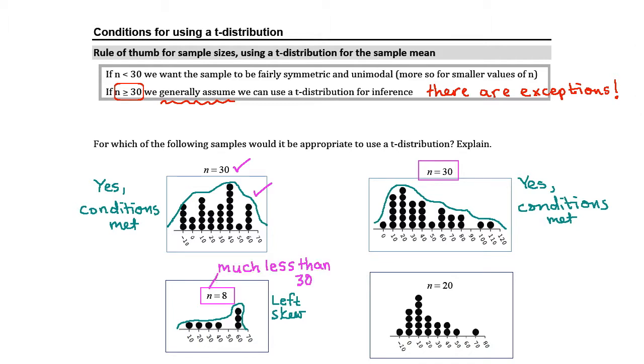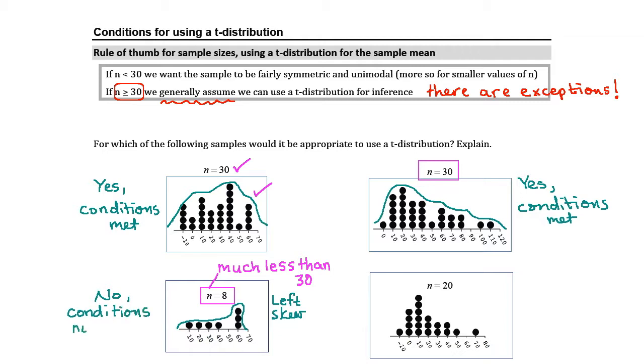Keep in mind, every time we answer a question about conditions for using a t-distribution, there is a little bit of a judgment call involved. We have summarized it as a very short rule of thumb, but we want to keep in mind that it's not just that if n is less than 30, it has to be absolutely perfect. It's that the further away from 30 we get on the low end, the closer to bell-shaped the data need to be. So this combination, I would be inclined to say no, that conditions are not met. But someone could argue that they are.